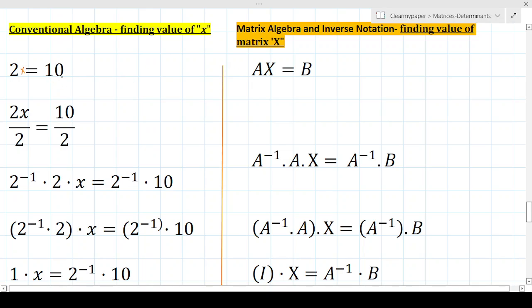So in conventional algebra, if you see this, it is 2x equal to 10, and we're trying to find the value of x. That's what we're asking. So what are we trying to do? Typical elementary steps. We divide both the sides, the left side and the right side, by the same number to just get rid of this x coefficient, in this case 2. So we divide both the sides by 2 so that we get x.